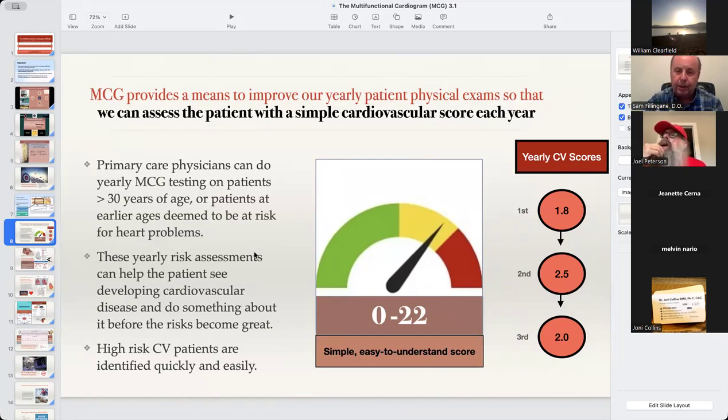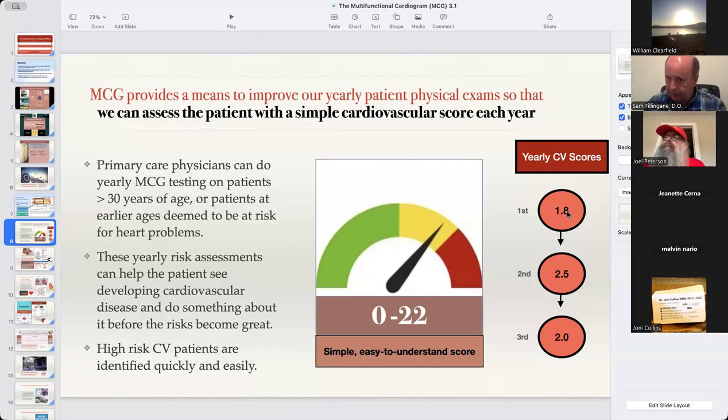But imagine if you came in the first year and you saw a risk score, a cardiovascular score of 1.8. So you're given instructions, diet, exercise, what to do, and you come back the second year and your score has gotten worse, 2.5. The scoring system goes from 0 to 22, with anything over 4 being significant. The average heart attack occurs at 4.6. So that should give you an idea how significant over 4 is.